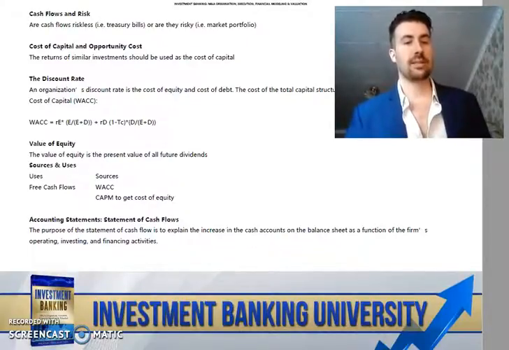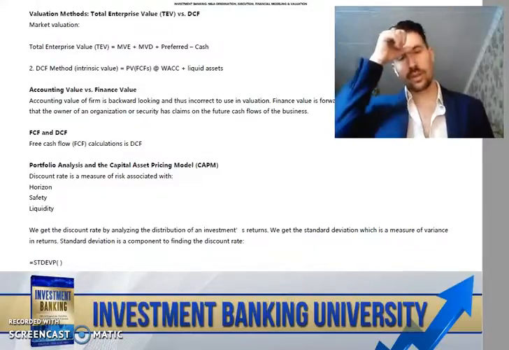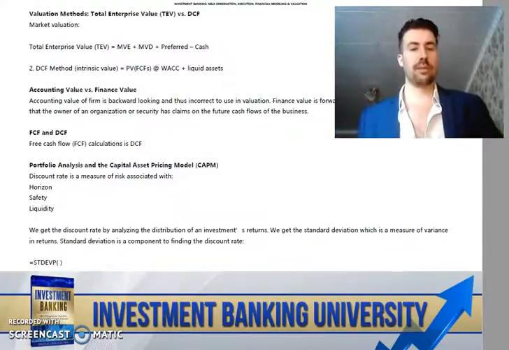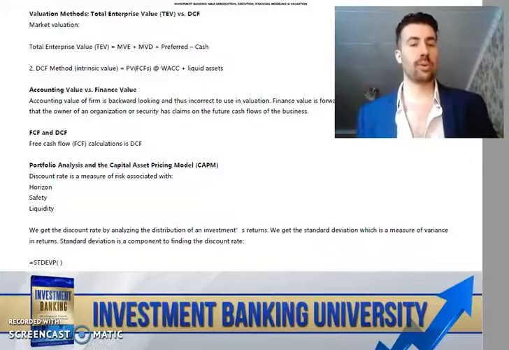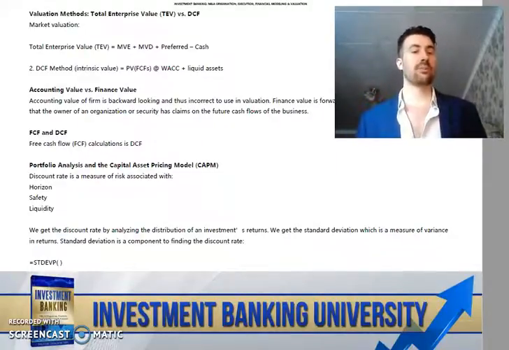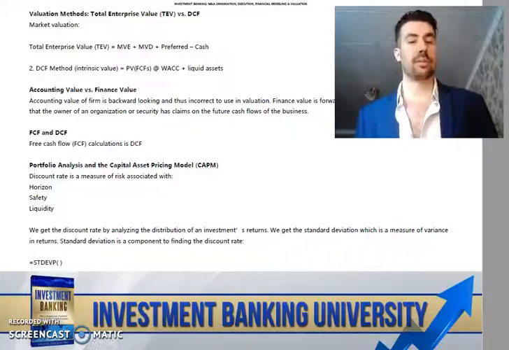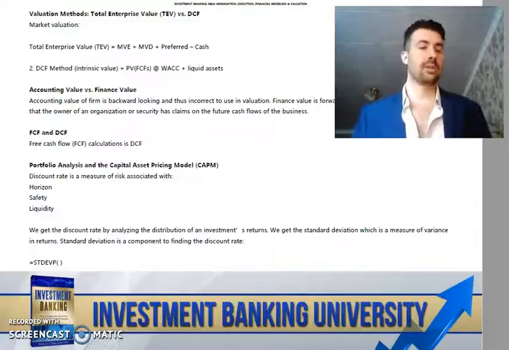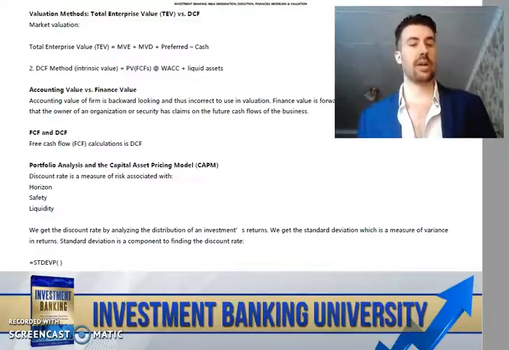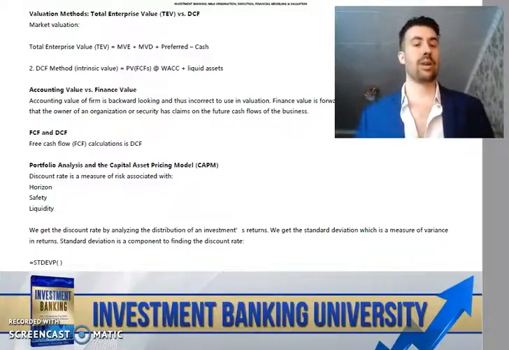In terms of valuation methods, the total enterprise value, or TEV, versus the DCF, which is the discounted cash flows method. In terms of a market valuation, the total enterprise value is equal to market value of equity plus the market value of debt plus preferred minus cash. In terms of a DCF method, or intrinsic value, it is equal to the present value of future cash flows discounted at the weighted average cost of capital plus liquid assets.